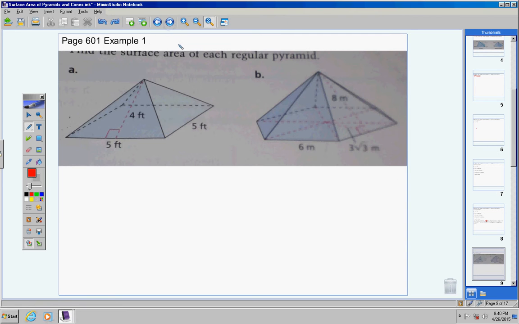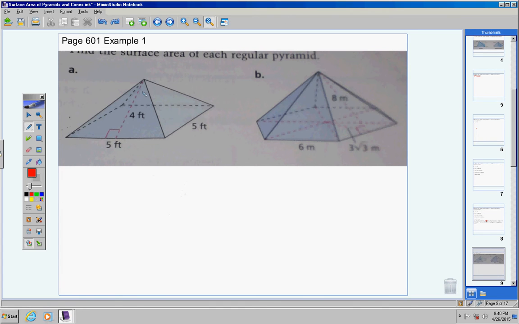So with that in mind, let's give it a shot. I try to help you not draw things in your notes, for those of you who are drawing challenged like I am. In your notes I would simply write page 601, example 1, and let's find the surface area of these two pyramids. Let's start off with this one right here first. The surface area right here. So, here we go.